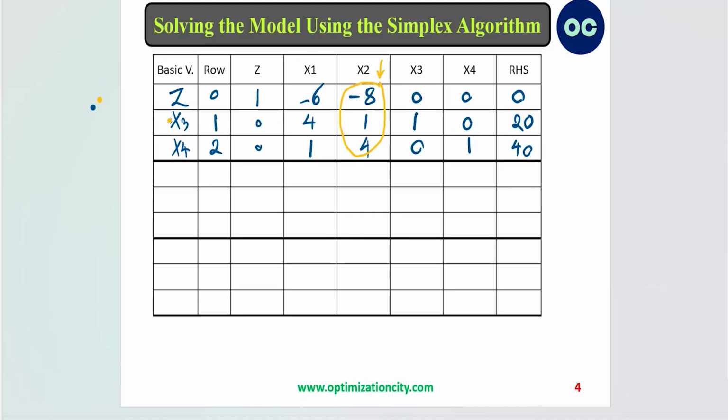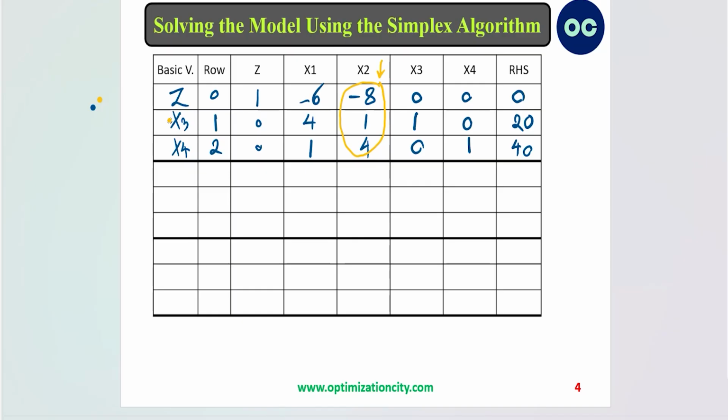x2 is enter. Now we need to choose the leaving variable. To determine which variable exits, we use the ratio test, which only applies for the positive numbers in the pivot column. This is the pivot column.